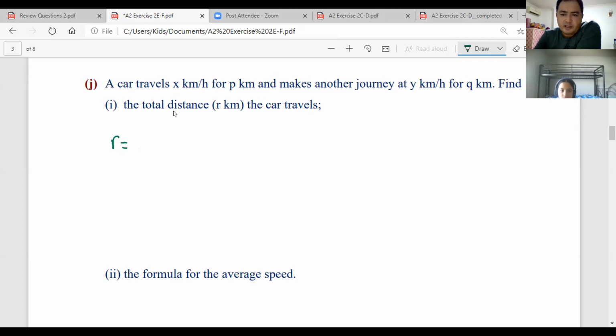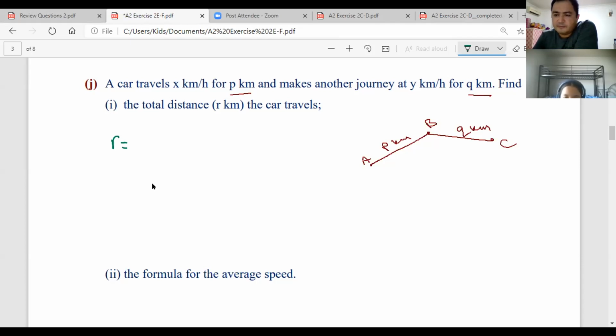So here, the car is traveling from here to this point, let's say from A to B, right? And what is the distance? It says P kilometers. And from B to, let's say, C here, what is the distance? Q kilometers. And if I ask you what is the total distance traveled here? P plus Q. So R equals P plus Q kilometers.